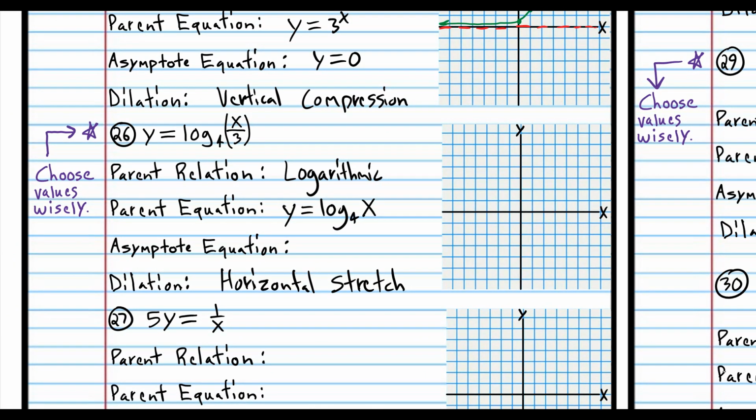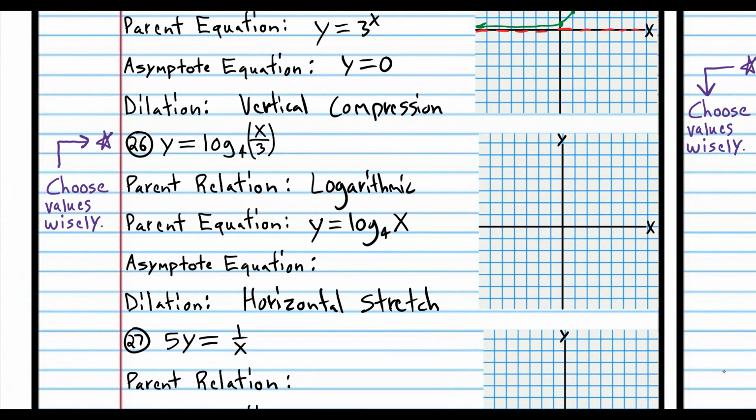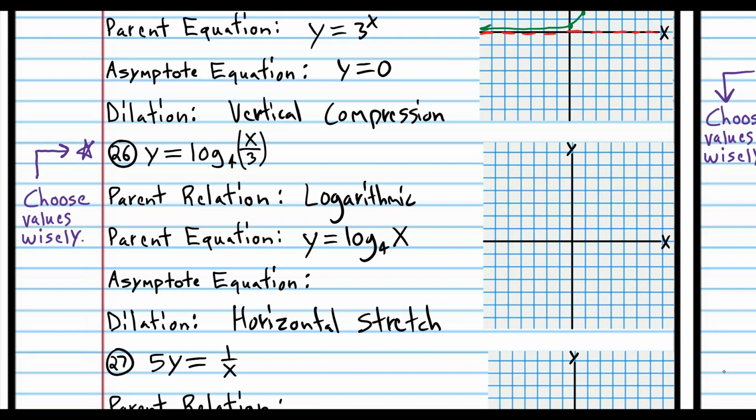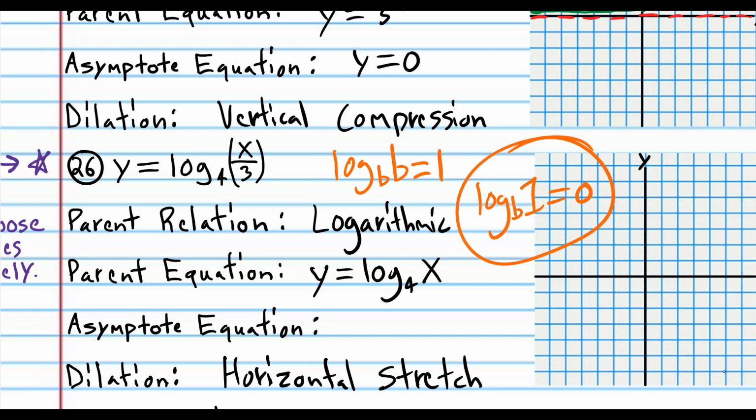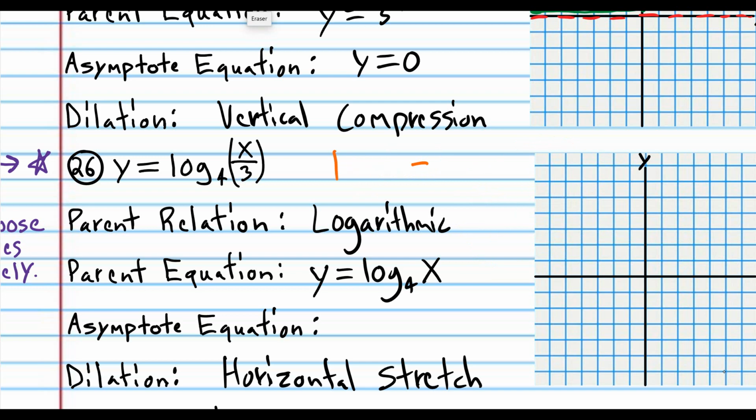Okay, so notice over here it says we need to choose our values wisely. We don't want to have to use a calculator. So remember our log rules, we want the bases to be the same, because then we get 1 for the logarithm. And we want the value in the logarithm to be 1, because then our logarithm is 0, and so on and so forth. So how do we make the inside part here 1? Well, obviously we just plug in 3 for x.